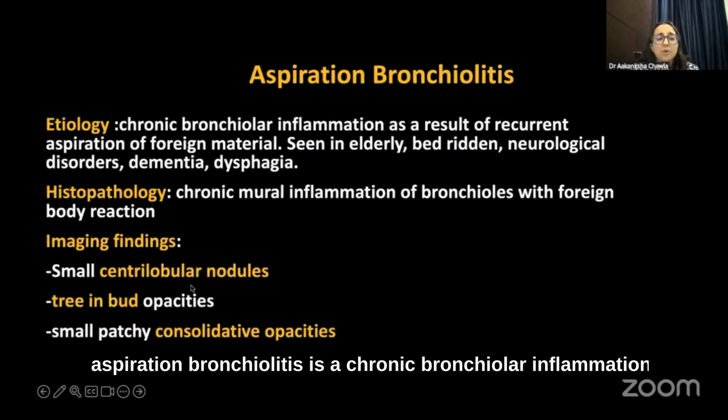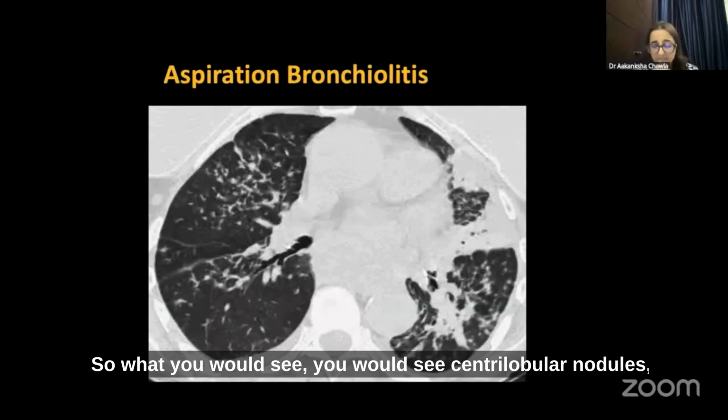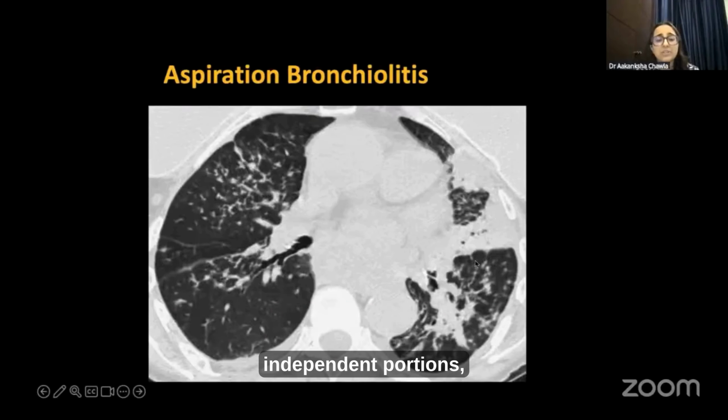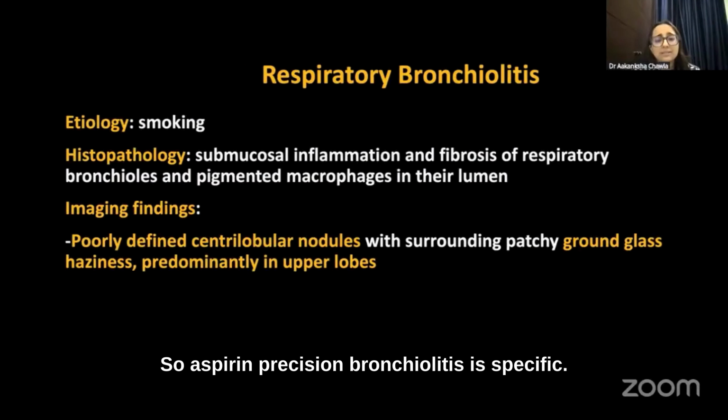Now, aspiration bronchiolitis is a chronic bronchial inflammation as a result of recurrent aspiration of foreign material. This kind of bronchiolitis you would see in elderly who are bedridden, who have neurological disorders, who have problems of dysphagia, and you would find chronic inflammation of the bronchioles with foreign body reaction. So, what you would see are centrilobular nodules, tree-in-bud opacities, areas of consolidation in dependent portions, as you can see over here in the lower lobe. So aspiration bronchiolitis is specific.